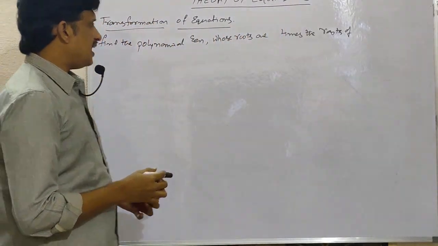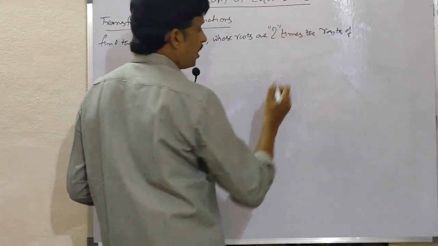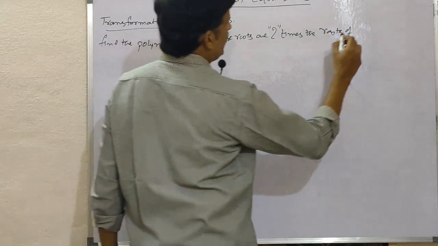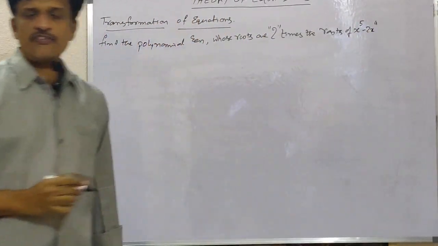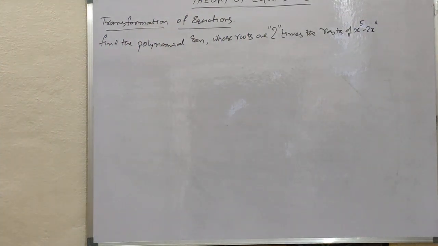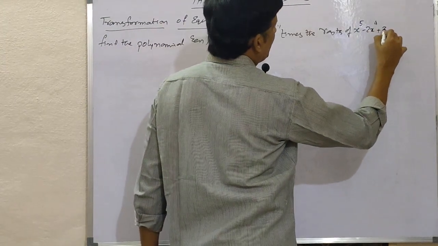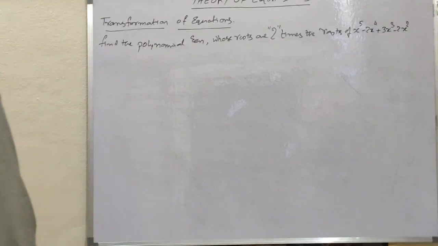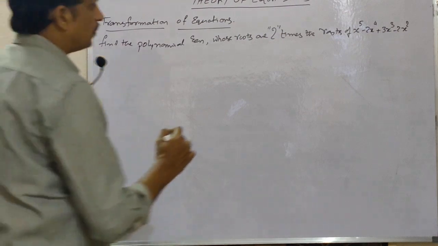Next one: find the polynomial equation whose roots are 2 times, that is double, the roots of x power 5 minus 2x power 4 plus 3x cube minus 2x square plus 4x plus 3 equal to 0. A fifth degree polynomial is given here.